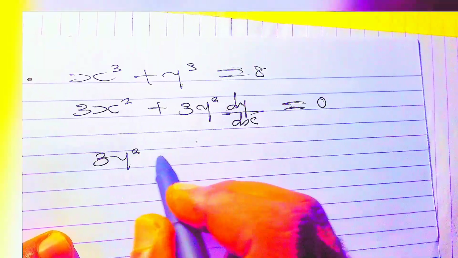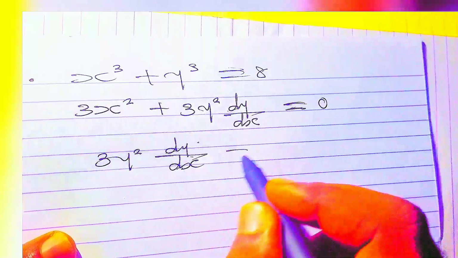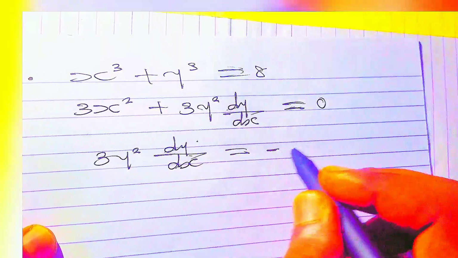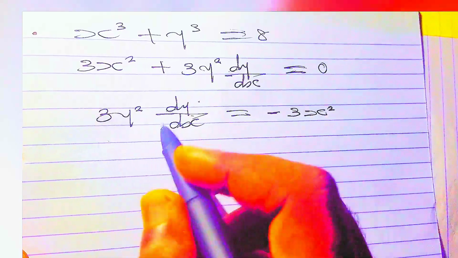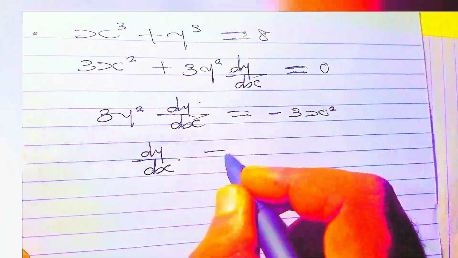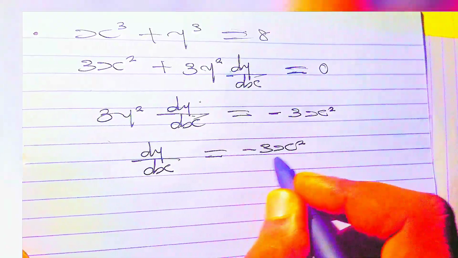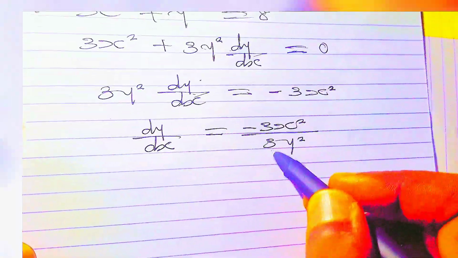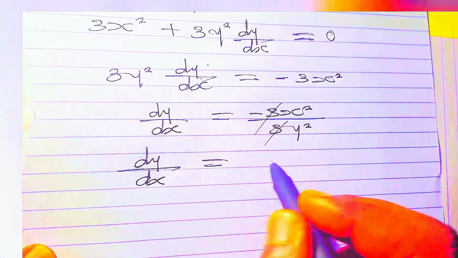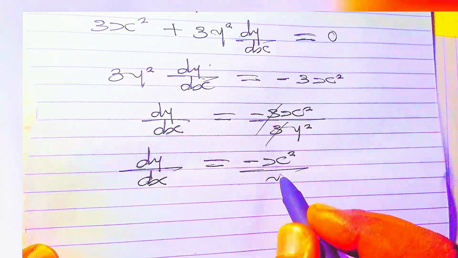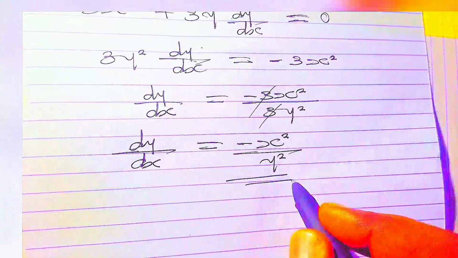So we have 3y squared dy/dx equal to, moving this to the other side of the equality sign, it becomes negative 3x squared. And of course, we divide both sides by 3y squared. So dy/dx is equal to negative 3x squared, everything over 3y squared. So this gets rid of this, and therefore a final answer for that question, dy/dx, can be negative x squared over y squared. So that is the answer to that question.